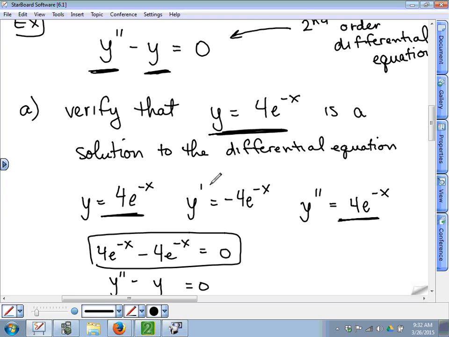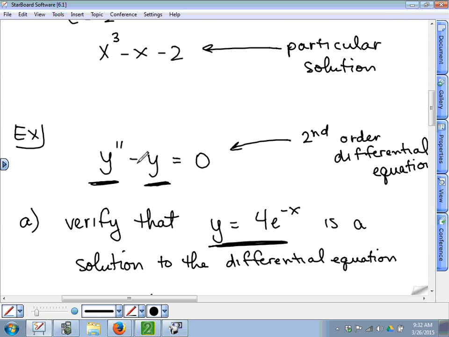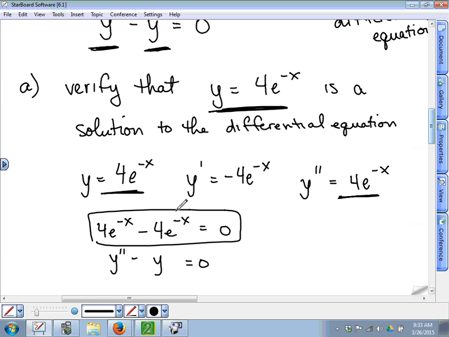Look back at the previous examples here. Go back to your notes again. How did we verify that this was a solution of that? You plug it in and it equals 0. Yeah. We found what y double prime was. We already knew what y was. We plugged them into this. We plugged in y double prime, 4e to the negative x, and minus y, that was 4e to the negative x. And we showed that that was equal to 0. So we didn't really have to do anything to the differential equation other than plug things into it. We had to mess with the given function.